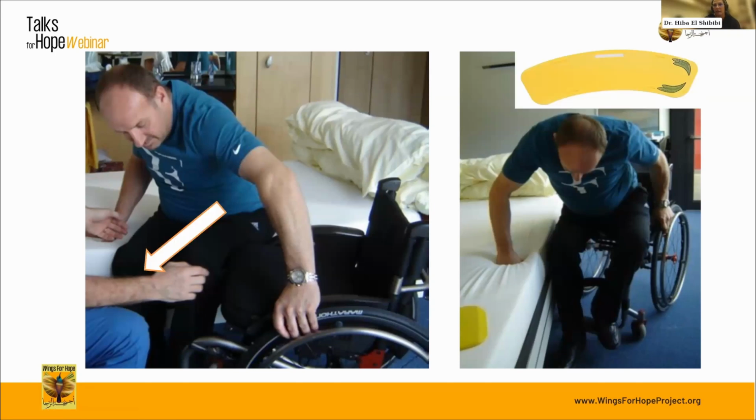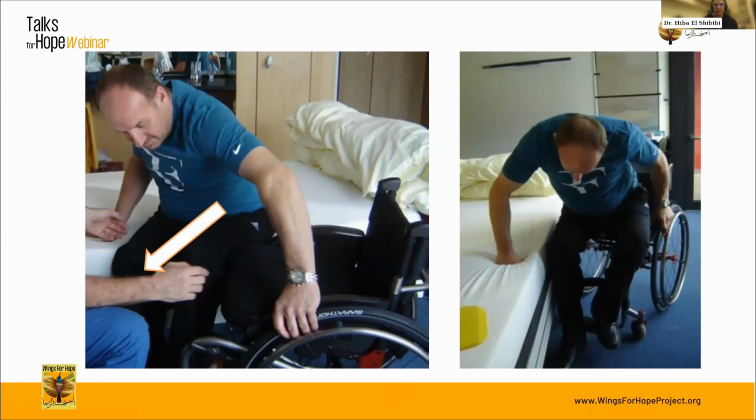He has a transfer plank. The height of the bed is adapted. And little by little, he will learn how to do his transfer and to be independent, and to be at home. This is the same process for the kitchen, for the bathroom, and so on. So you need to adapt the environment first for all disabled patients and to train them.